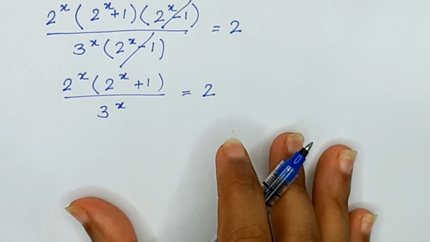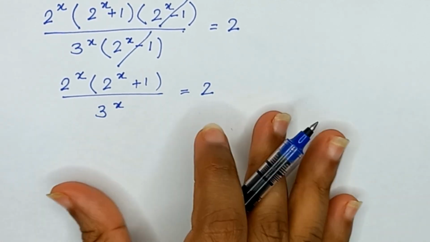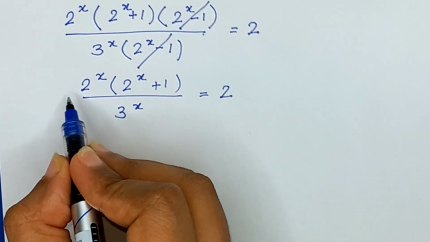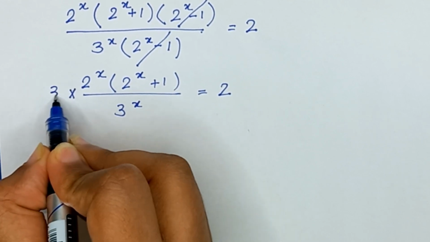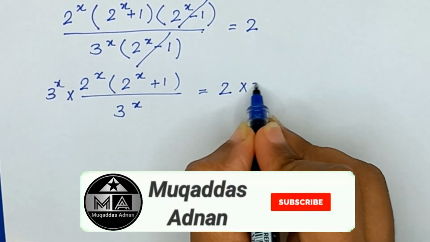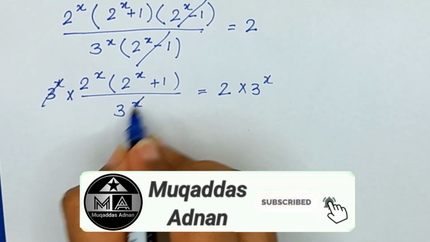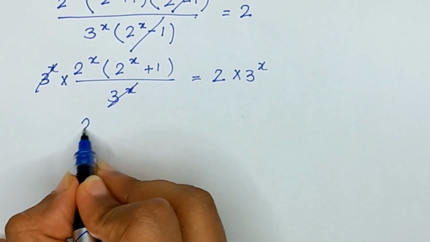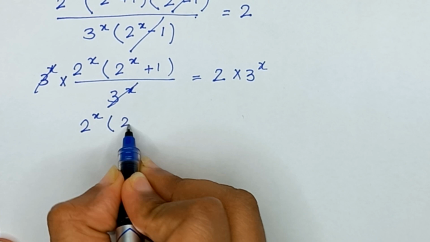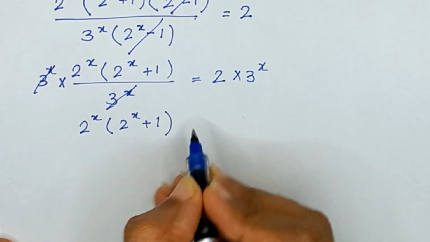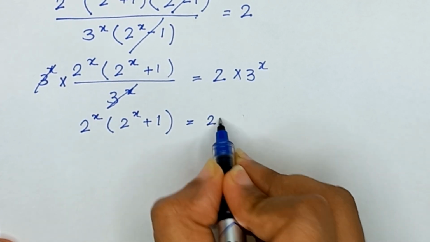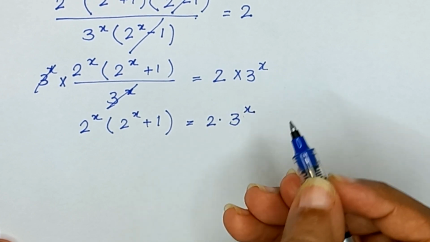Now we will remove this 3 raised to the power x by multiplying by 3 raised to the power x on both sides. So it will be cancelled out, and we have here 2 raised to the power x times (2 raised to the power x plus 1), and it is equal to 2 times 3 raised to the power x.